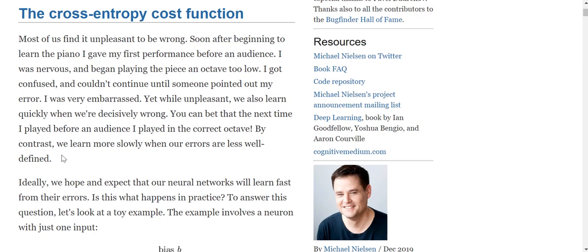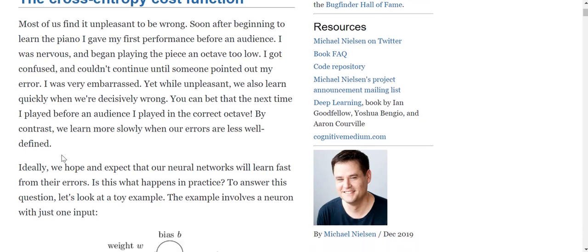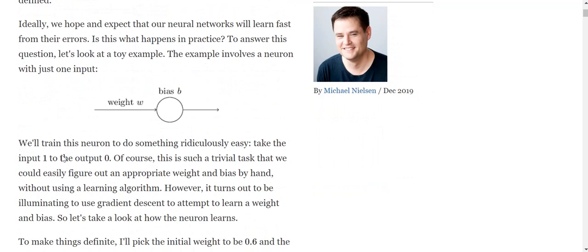But if you tell it, like machine, you're making big errors, you need to fix yourself, so it would try to fix itself by making big changes and not just moving the stuff around by say a value of 0.001 or something. So ideally we hope and expect that the neural networks will learn fast from their errors. Is this what happens in practice? To answer this question, let's look at a toy example.